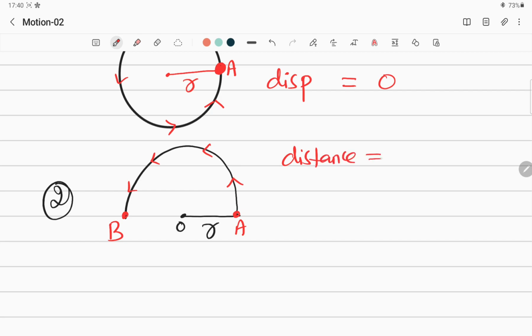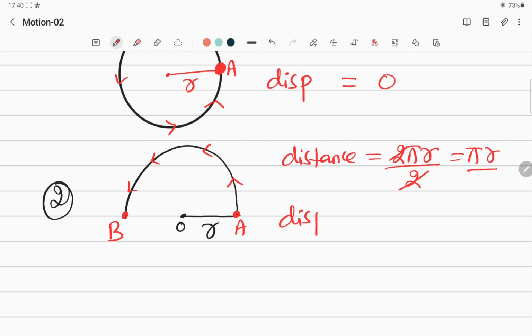What is the distance here? Distance is the length of the path. This is semicircular, no? A full circle means 2 pi r, and half of that means divided by 2. The 2 gets cancelled, and it is pi r. So the circumference of the semicircle is pi r, and this is the distance.